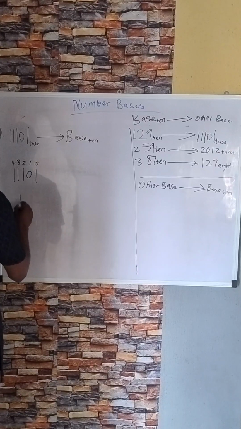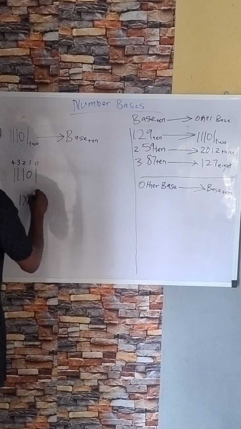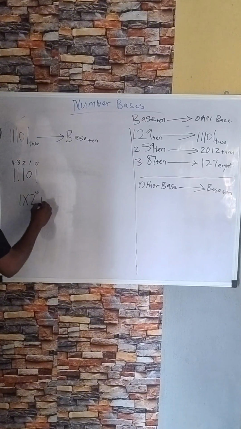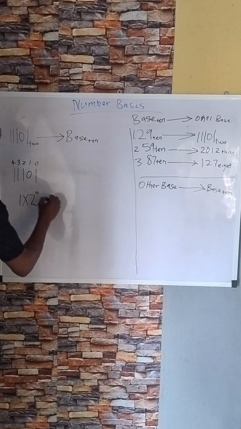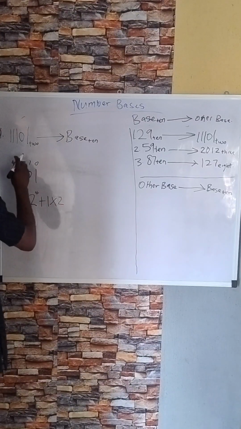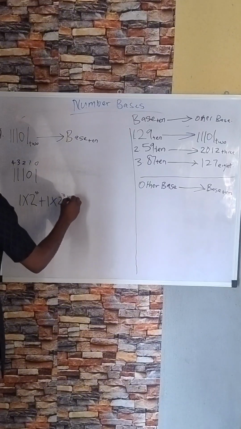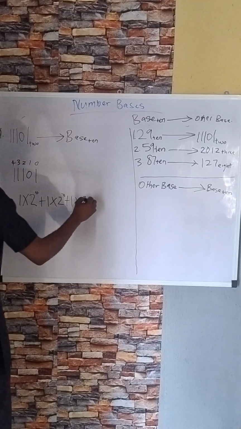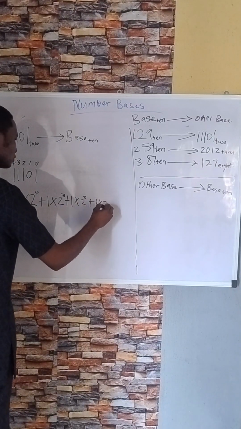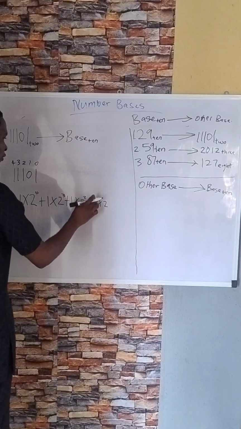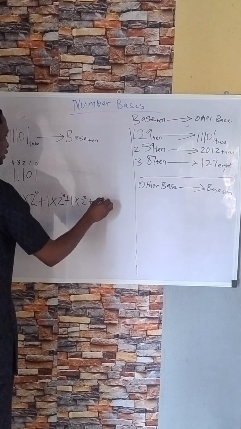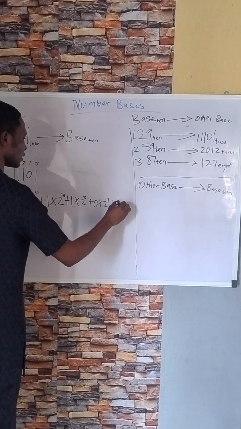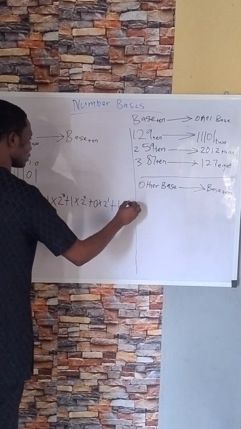So this will be 1 times base 2 to the power of 4, plus 1 times base 2 to the power of 3, plus 1 times base 2 to the power of 2, plus 0 times base 2 to the power of 1, and then plus 1 times base 2 to the power of 0.